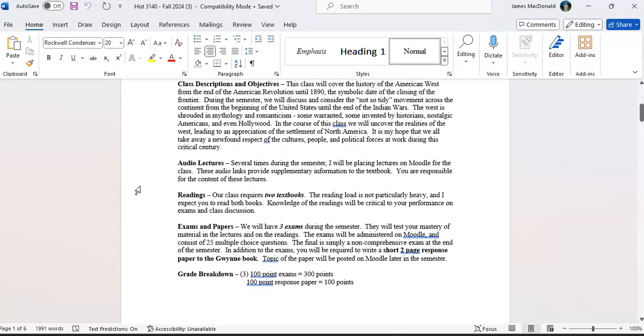Okay, talked about that we have two textbooks. The first one, the main text, we'll be using throughout the semester, usually reading one or two chapters at a time, as it applies to the topics that we deal with in the American West.